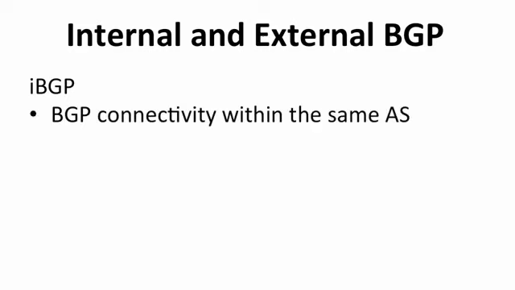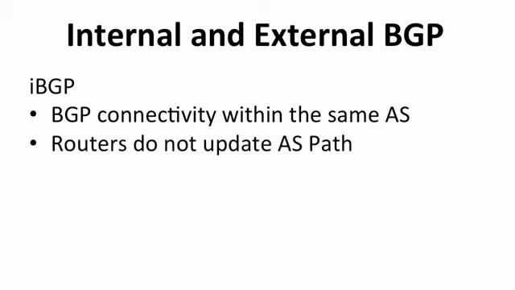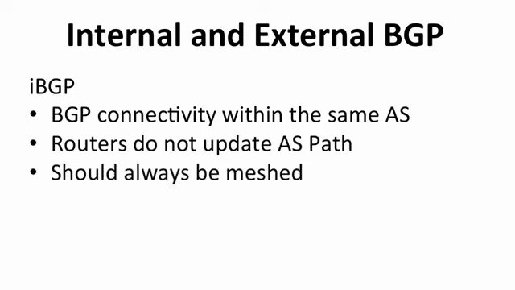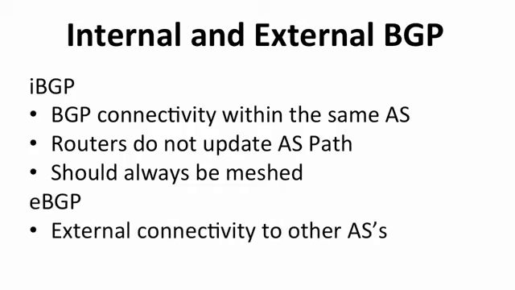Now, internal versus external BGP. iBGP is something you would run basically interior to your company. It's BGP connectivity within the same autonomous system. In this, routers do not update AS path. Normally they should never have to because you're running the same autonomous system. And in iBGP, things should always be meshed. Routers should always be fully meshed. And there are ways you can get around this, and we'll talk about that in a little bit.